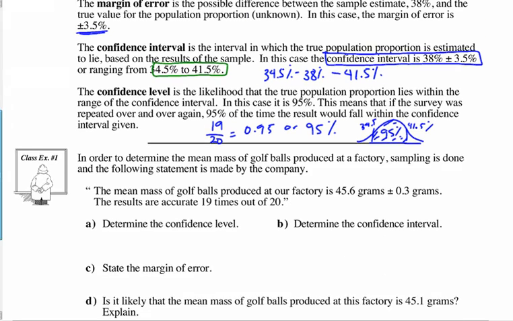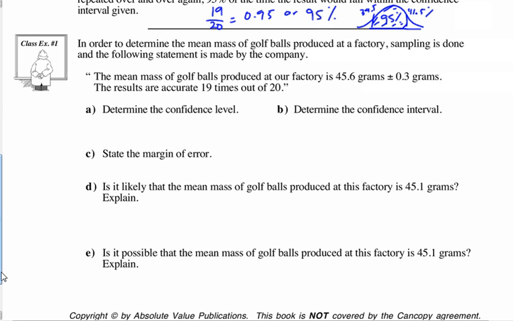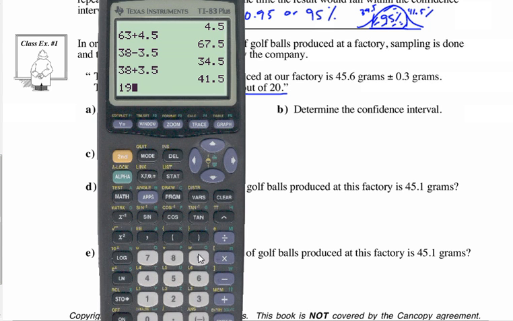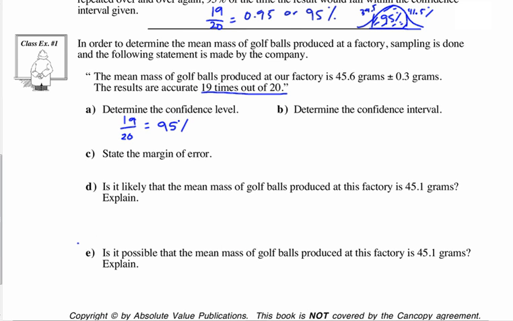So let's look at an example. In order to determine the mean mass of a golf ball produced at a factory, sampling is done, and the following statement is made by the company. The mean mass of the golf ball produced at our factory is 45.6 grams plus or minus 0.3 grams. The results are accurate 19 times out of 20. So your confidence level is the 19 times out of 20, and we just turn that into a percentage. 19 divided by 20, times 100 is 95%. That's our confidence level.